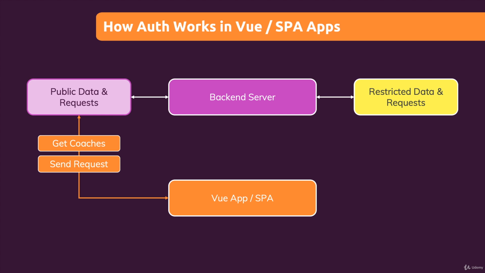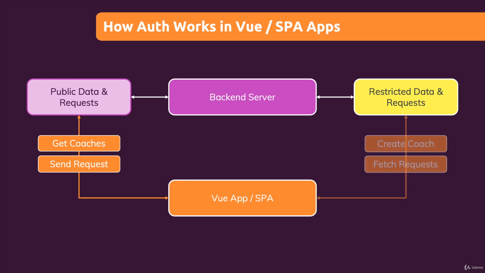But then we also got some resources, some data, some kinds of requests that should be restricted. For example, you should only be able to register as a coach and therefore create a new coach if you are logged in. The same for fetching requests, fetching messages you as a coach received. Of course, you need to be logged in to do that. So we got mixed data on our server, and that's a typical scenario. In most websites, you will have some data that should be accessible by anyone and some data that's restricted.